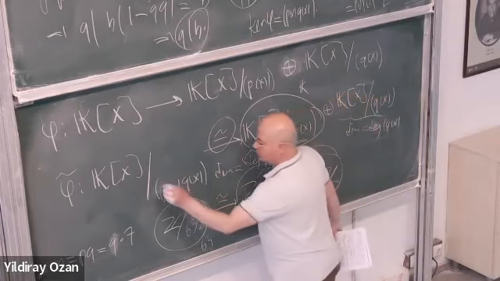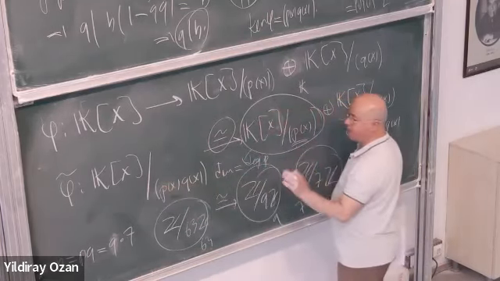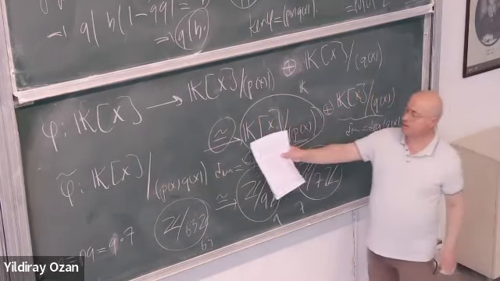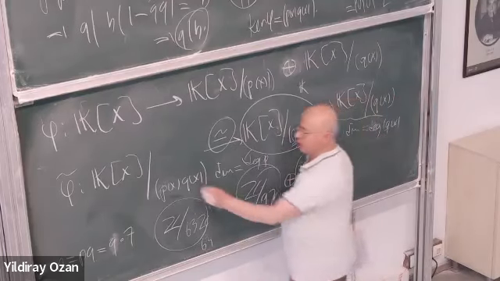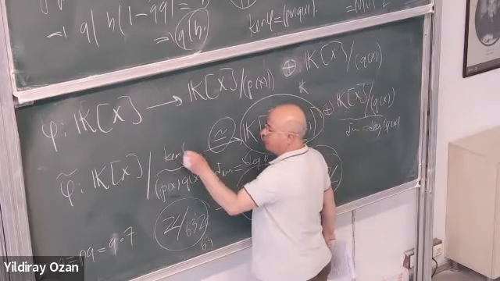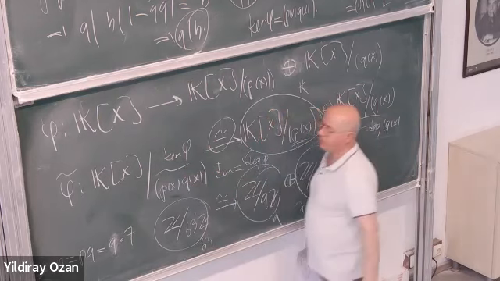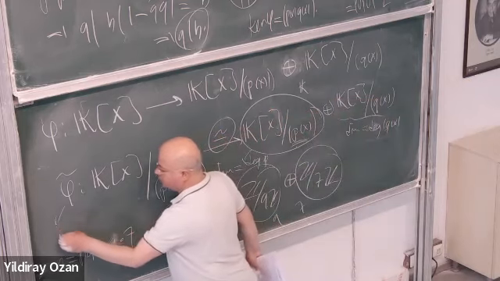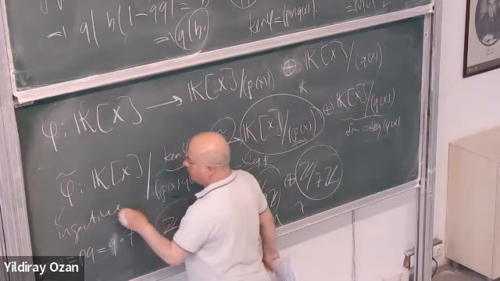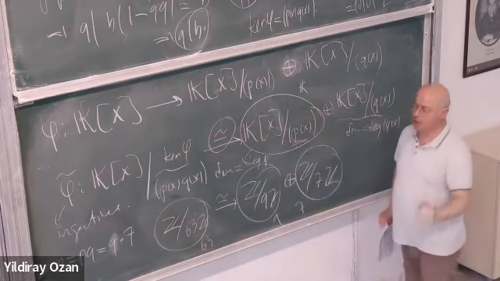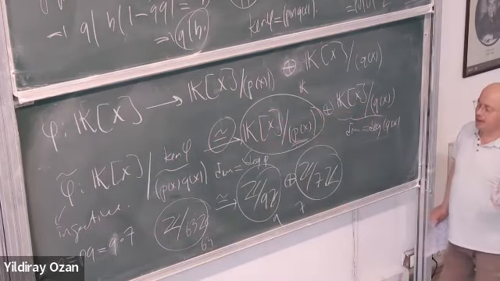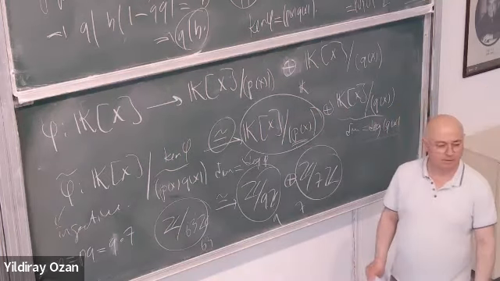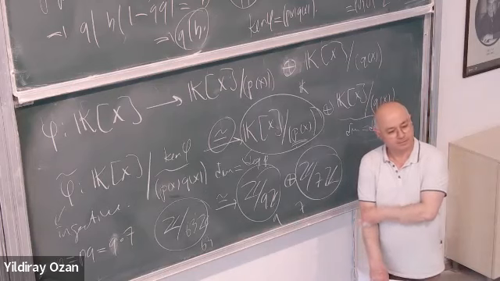Right? So this vector space is a k vector space, and this vector space has the same dimension, and this map is injective because this is nothing but the kernel of this map. Therefore, this is an injective map. An injective map between the same dimensional vector spaces is an isomorphism. Okay?